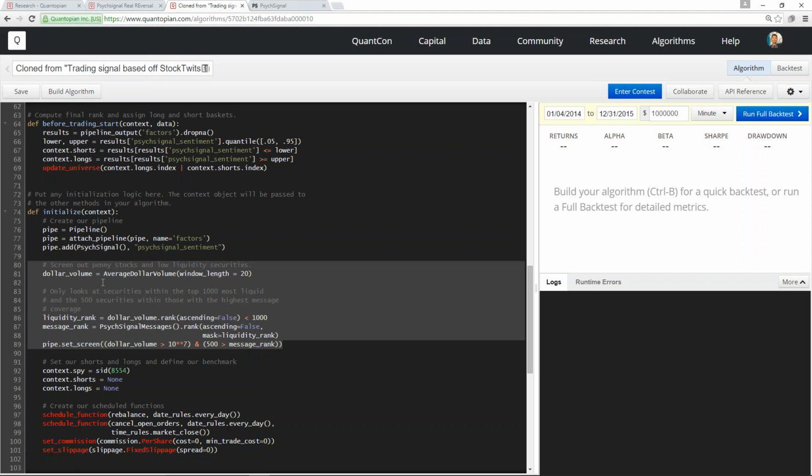Yep. So I do two things. I mentioned that I'm ranking all my securities by the number of messages. That ranking is within the top 1,000 most liquid securities, so I'm looking at the message rankings within that pool. And I'm also filtering out any stocks with an average daily dollar volume of less than $10 million for the past 20 days. In terms of the volume of trades. Yeah, the floor of how illiquid the security can be.